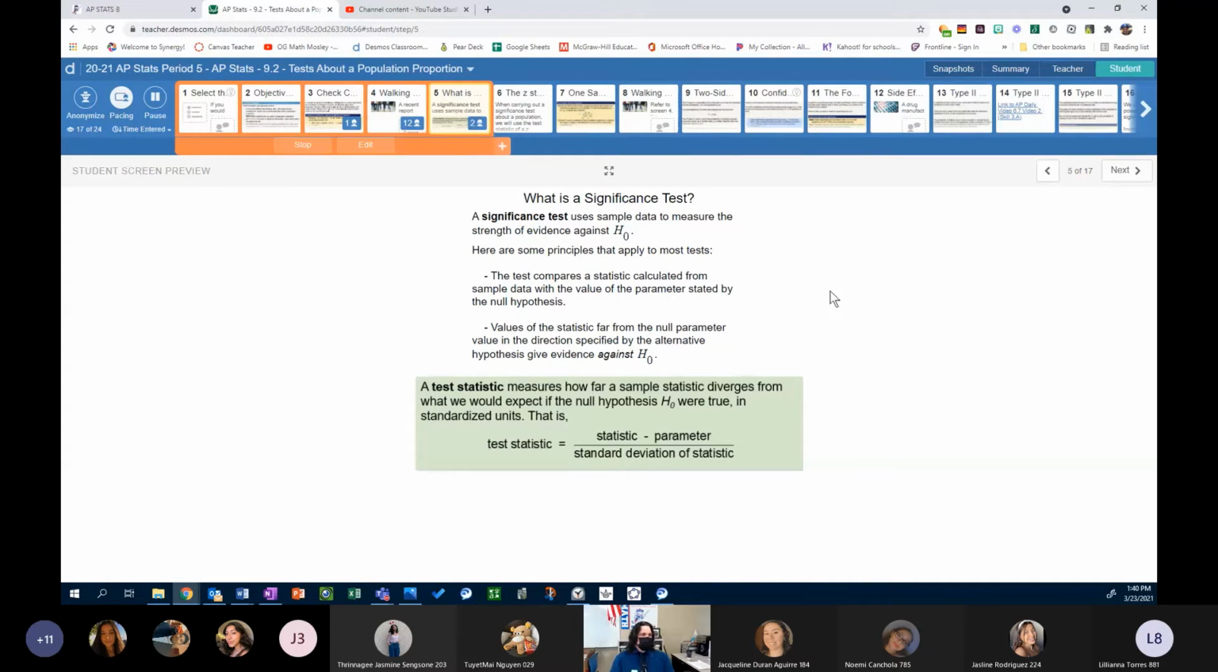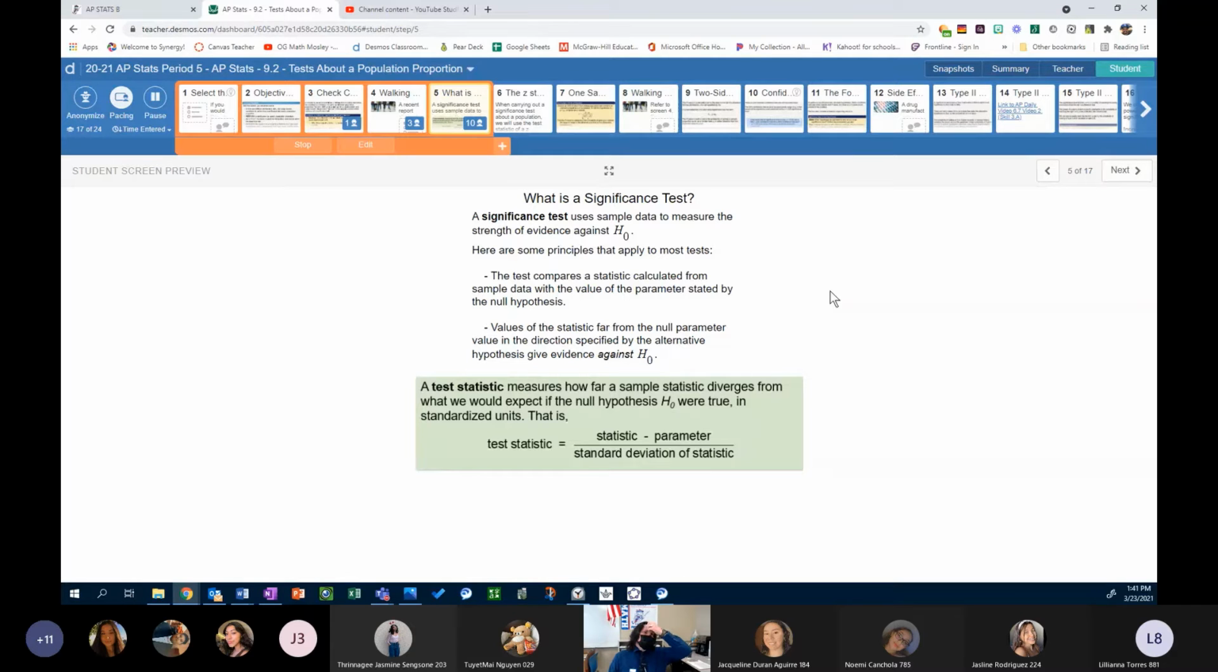Next screen, what is a significance test? We kind of saw what this was in section 9.1, so we're going to continue on that thread. A significance test uses sample data to measure the strength of evidence against the null hypothesis. All right, essentially, we're always trying to find evidence that disproves the null hypothesis. That's what we're going for.